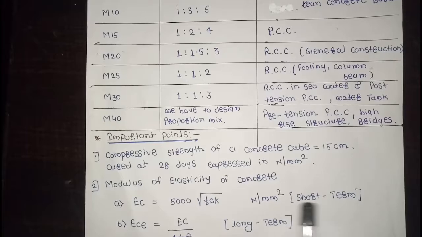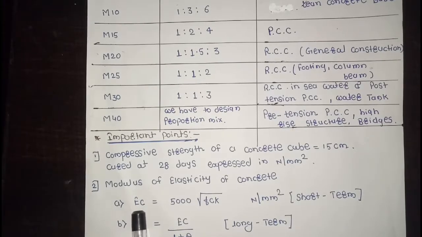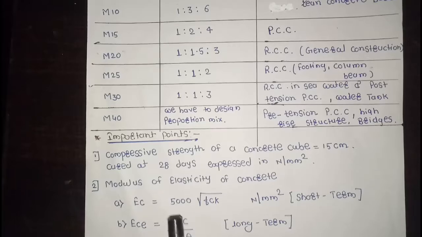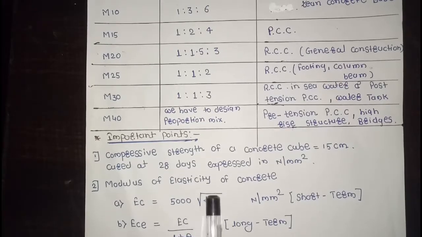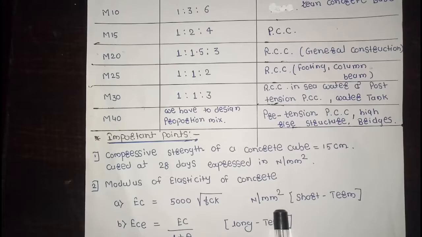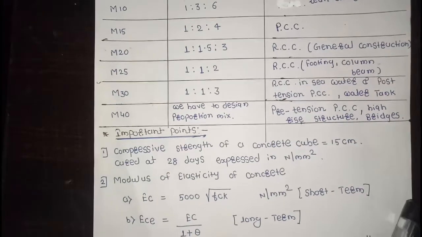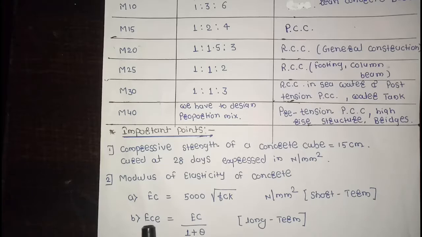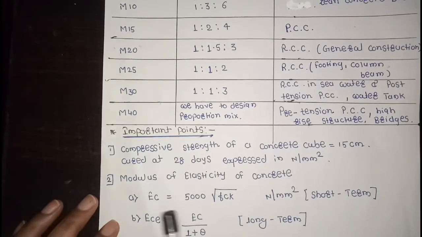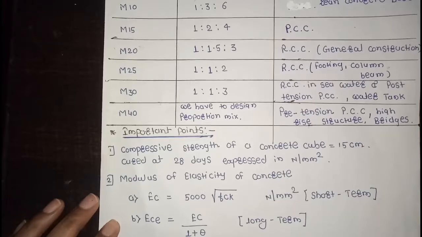By using short term, the formula is EC, capital E means modulus of elasticity of concrete, is equal to 5000 square root FCK Newton per mm square. Here FCK means characteristic compressive strength. And for long term, modulus of elasticity of concrete is EC by 1 plus theta. This is very important for civil service exam.